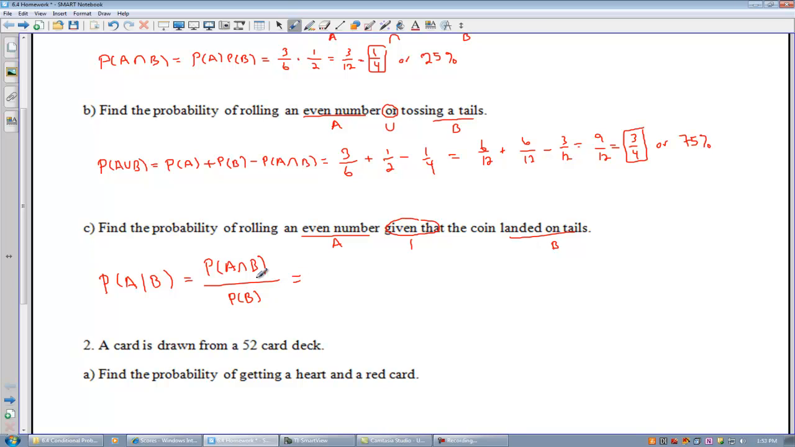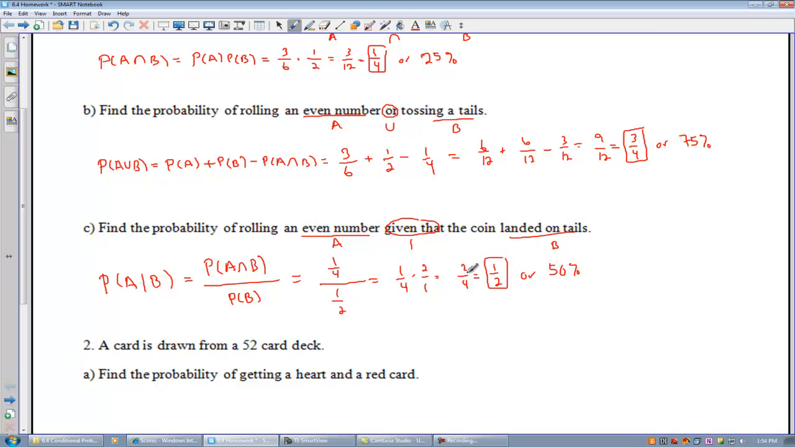We've already found these numbers. The probability of A intersect B was the first thing we found. That was 1/4. Divided by the probability of B, which is tossing a tails, which is 1/2. And so this is equal to 1/4. You multiply by the reciprocal, 2 over 1, and you see you get 2 over 4, or the same thing as 1/2, which is 50% of the time.